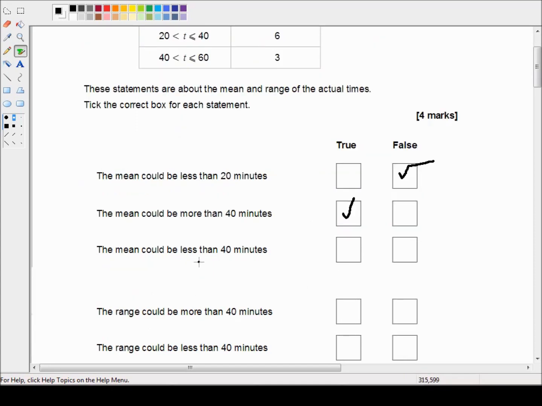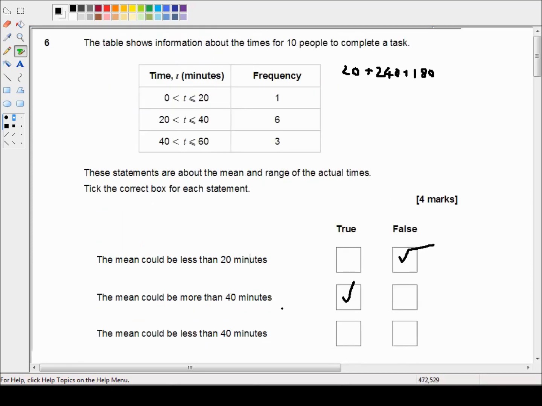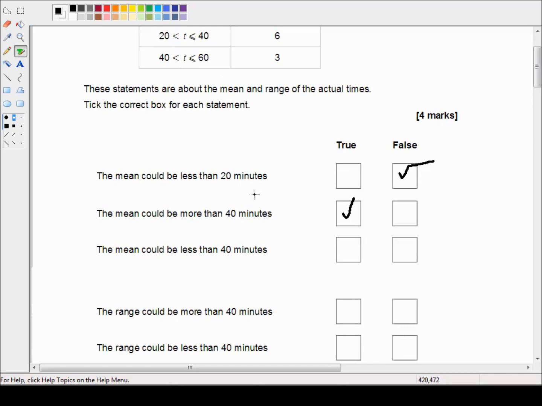The mean could be less than 40 minutes. Well, we've already looked that the mean could be 24 minutes, but that was less than, not taking the less than or equal to. But even if we said like 0.1 minutes and 20.1 minutes and 40.1 minutes, we'd still be well under the 40-minute mark. So yes, that's true.